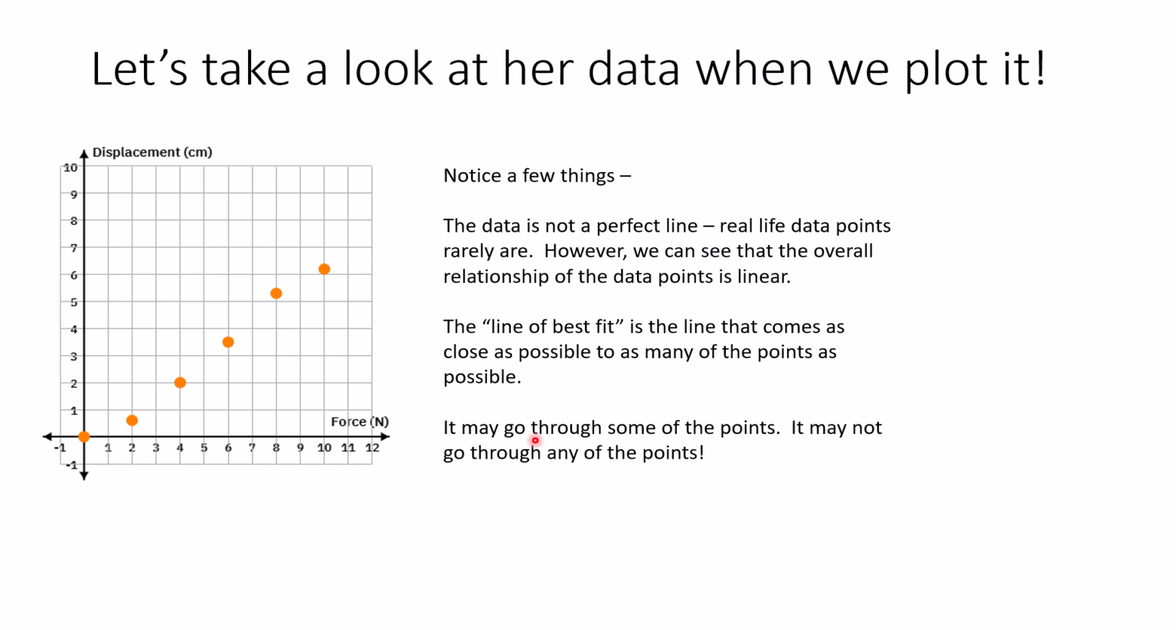It may go through some of the points, but the line of best fit doesn't necessarily have to go through any of the points. So if your points were kind of scattered above and below, your line of best fit could go straight through them and it wouldn't touch any of the points. Many, many times, though, the line of fit will go through at least a couple of the points, but certainly not all of them because they're not all on a line.